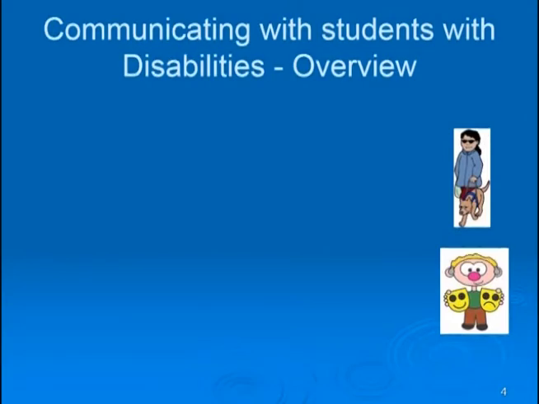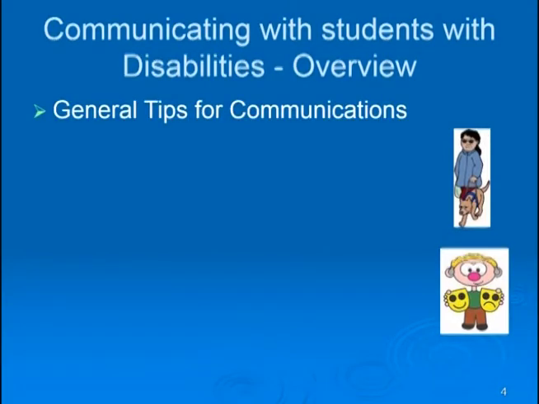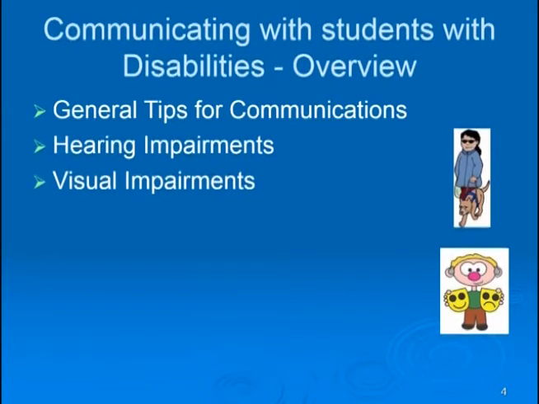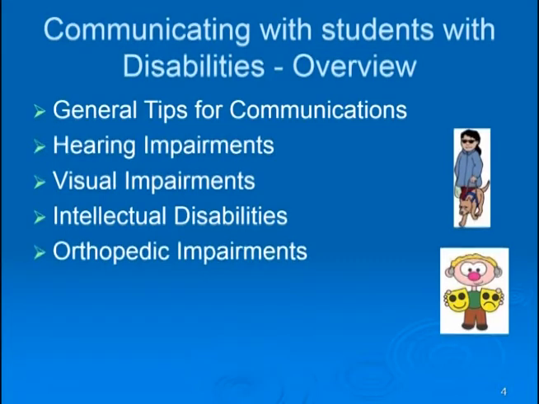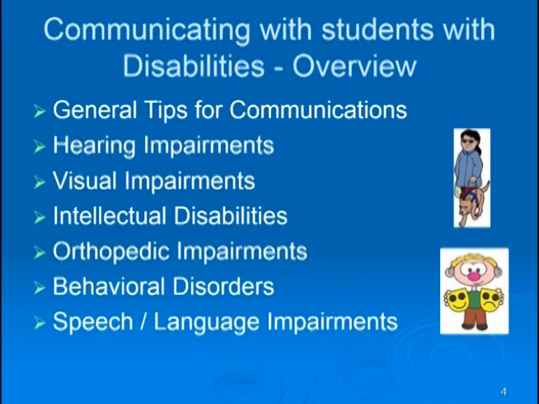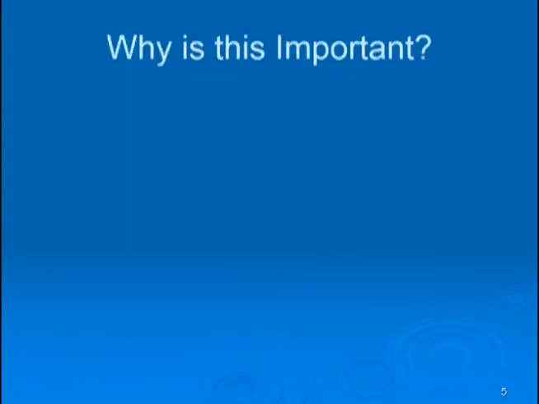As an overview, we will be discussing how to communicate with students that have hearing impairments, visual impairments, intellectual disabilities, orthopedic impairments, behavioral disorders, and speech and language impairments. Why is this important? Communication. The bus driver and monitor must have knowledge of how to communicate with students that have disabilities. These are students they will be transporting on a daily basis.